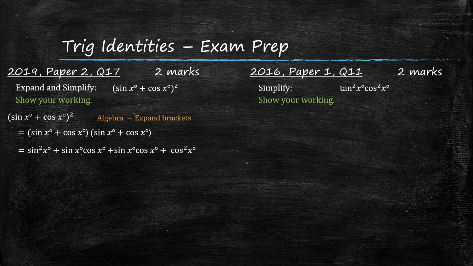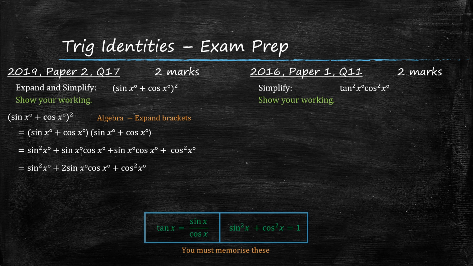This gives us sin squared x plus sin x cos x plus sin x cos x plus cos squared x. Collecting like terms, we have sin squared x plus 2 sin x cos x plus cos squared x. Now this is where we have to introduce our trig identities. We have 2 trig identities, tan x equals sin x over cos x, and sin squared x plus cos squared x equals 1. You must memorize these trig identities and understand when to use them.